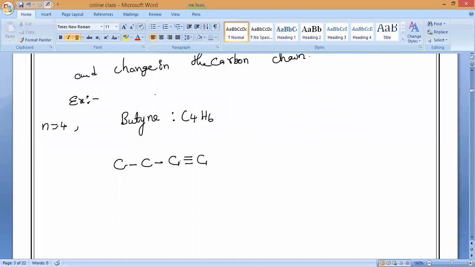So now tell me, first carbon, how many hydrogens? 3 hydrogens will come. Second carbon, only 2 bonds are there, so 2 more hydrogens. Now third carbon, check it. No hydrogens, already 4 bonds are filled, so no hydrogen will come. Now last carbon, 3 bonds, then one hydrogen. So that is the formula.